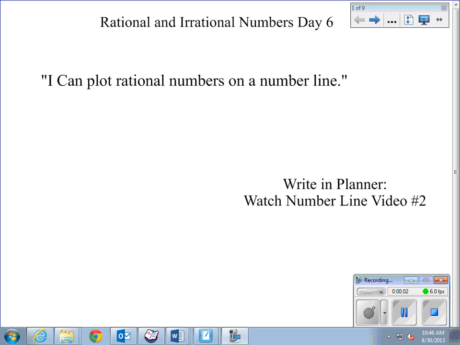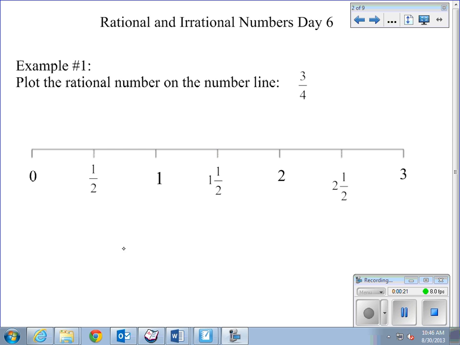Okay, today we are going to be talking about more rational and irrational numbers. The whole goal of today is to be able to take rational numbers and plot them on a number line. We're going to use a lot of what we did yesterday with intervals and finding our appropriate intervals to get those plotted on the number line. So let's go ahead and start.